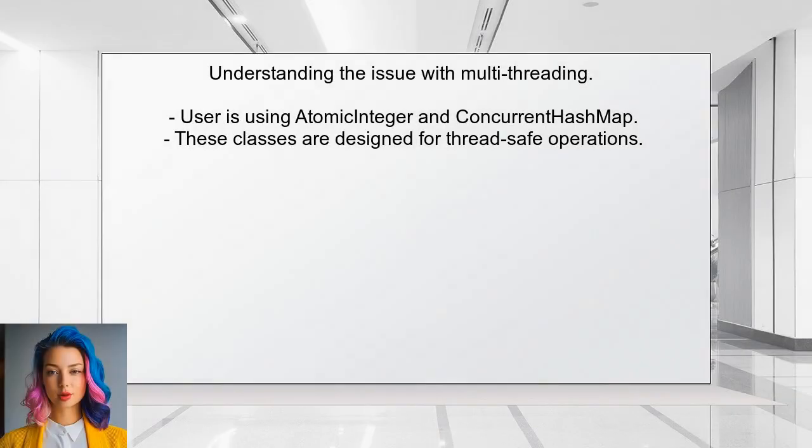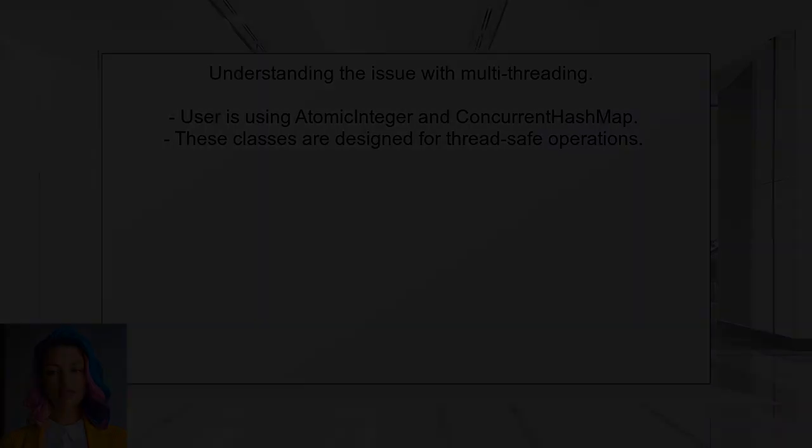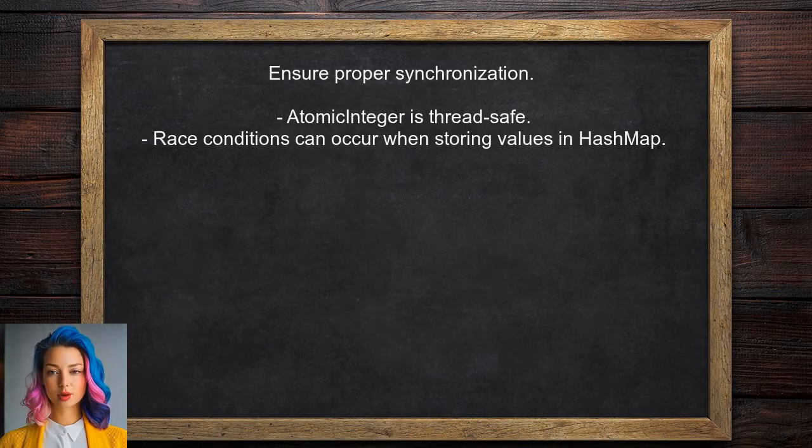To address the unexpected results in the user's multi-threaded application, we first need to understand the behavior of the atomic integer and the concurrent hash map. The user is using these classes correctly, but there are some nuances to consider. Next, the user should ensure that the increment operation on the atomic integer is synchronized properly across all threads.